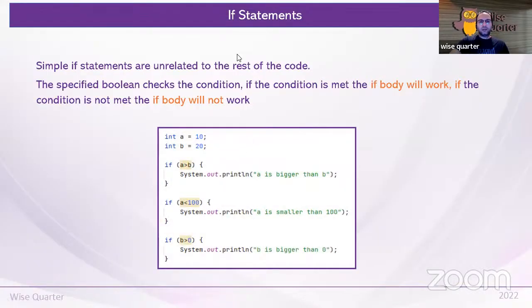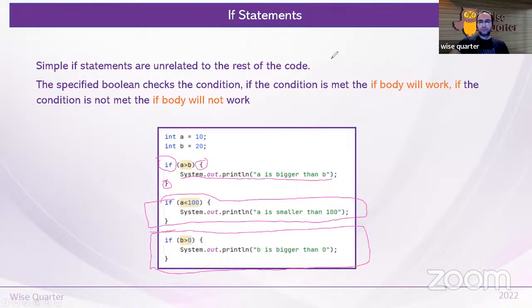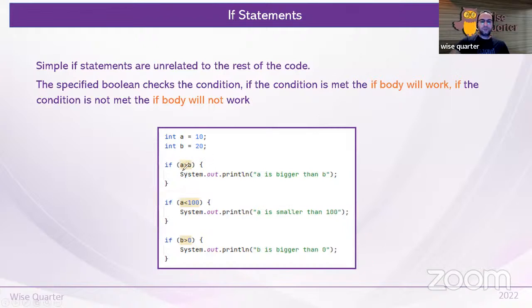Here we have a lot of examples. A is 10 and B is 20. Let's say this means we have a statement. If it is true, the body between the curly brackets will be executed. This is another if. There is no connection between them, and this one is the third if statement. Let's calculate the first one. If this part is true, this will be printed on the console. Is A bigger than B? No, it is false. So this code won't be executed.